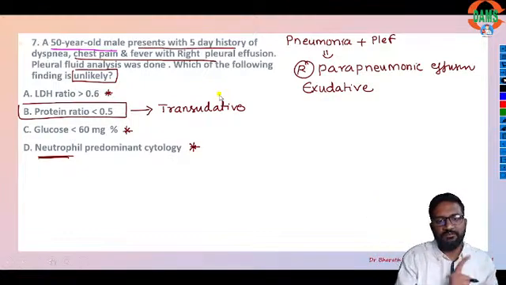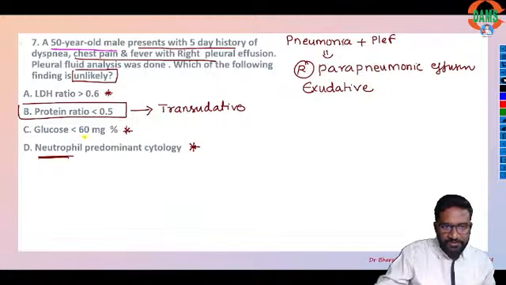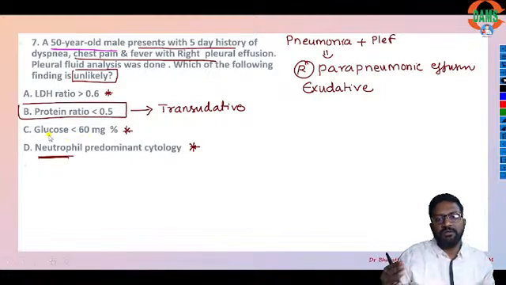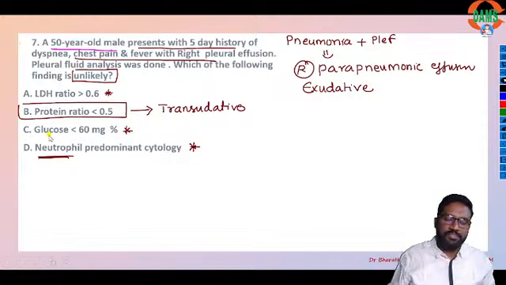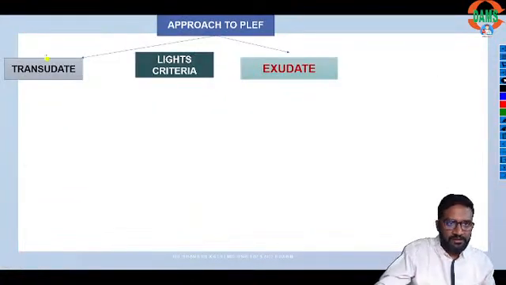They have asked you regarding transudate. Why glucose can be less? Because it is infective. Later, the microorganisms can accumulate. There can be pus and the food for those microbes is glucose. Now, when they give you any pleural effusion analysis by Light's criteria.